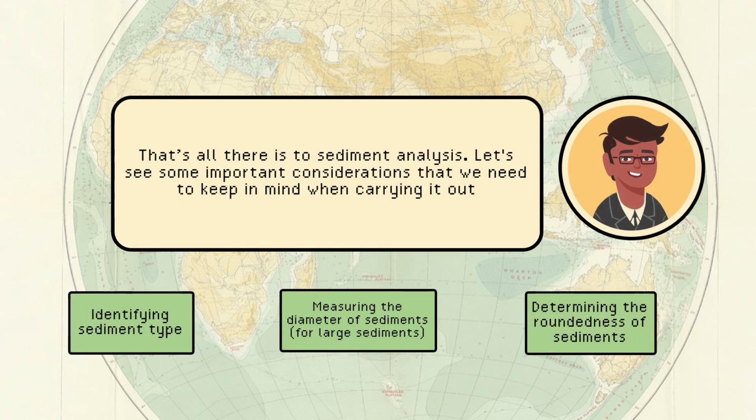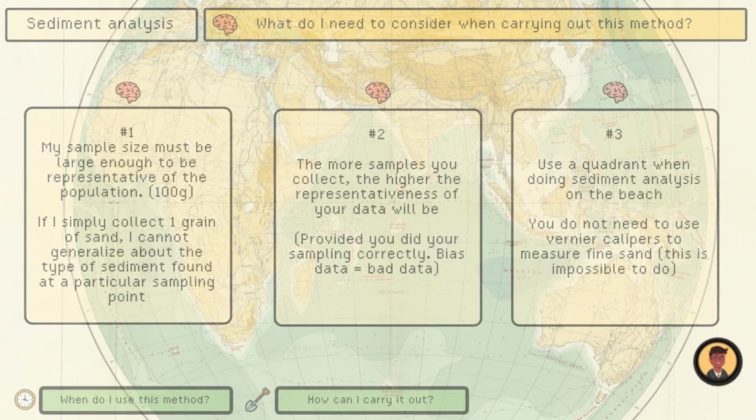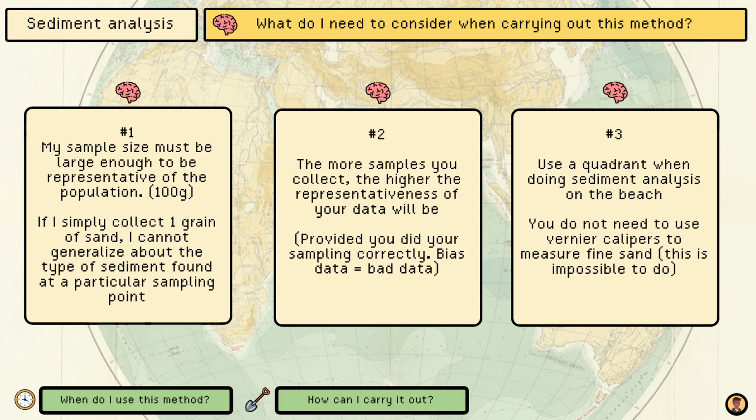Let's see some important considerations that we need to keep in mind when carrying out sediment analysis. We just have 3 things to understand. Firstly, when I'm collecting my samples at my different sampling locations, my sample size must be large enough to be representative. It means that I cannot simply collect 1 grain of sand and then say that, oh, all the sediments are smooth, for example, or all the sediments are of a particular size. That would be very, very unfair. That would be very, very inaccurate.